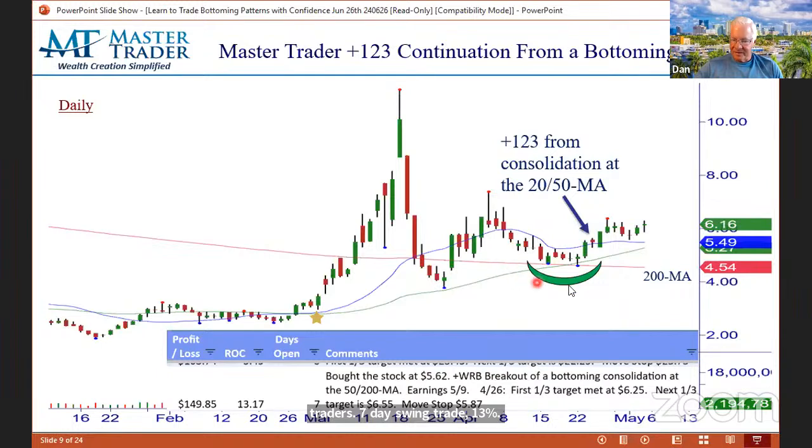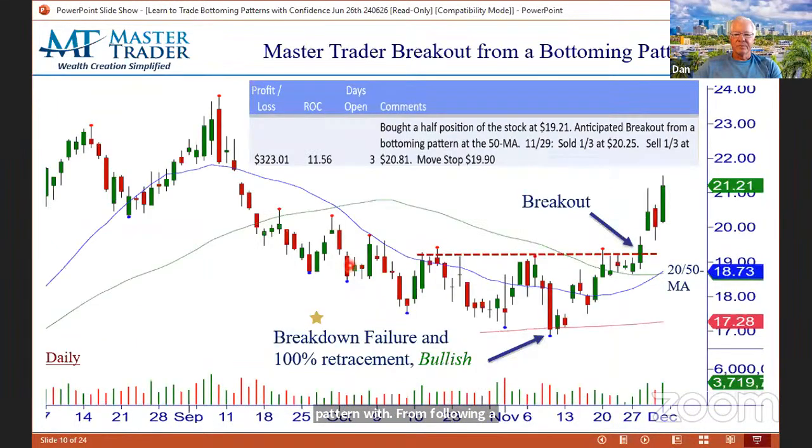But this is my bottoming action at the 50. Whereas this one is the true bottoming pattern from following a long downtrend. Look at all the MAs. I have a rising 200, 20 and 50 coming in. So it's a short to intermediate term bottom within the context of a longer term.